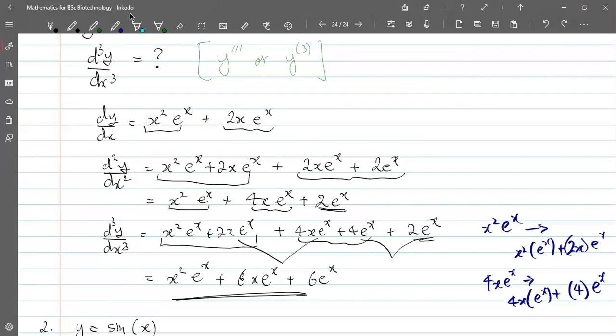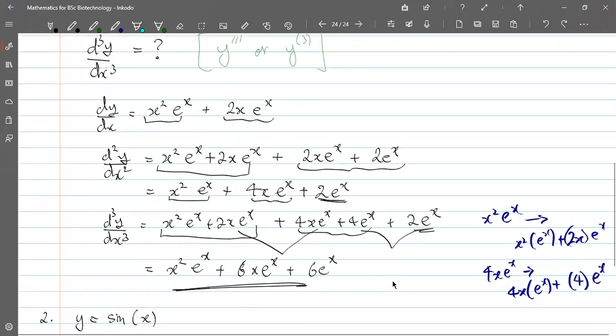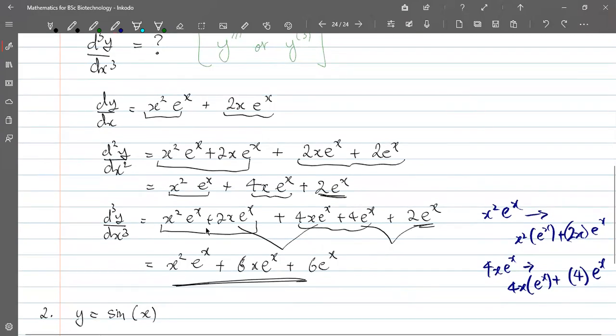Then you can combine, because this and this are again the same, except you have 2 here and 4 here. But that's just adding up to 6. So 6x e power x. Similarly, here you have 4 e power x, and here you have 2 e power x, which add up to give 6 e power x. Is that clear, or do you have some other question about this? Something else in this which you didn't understand?